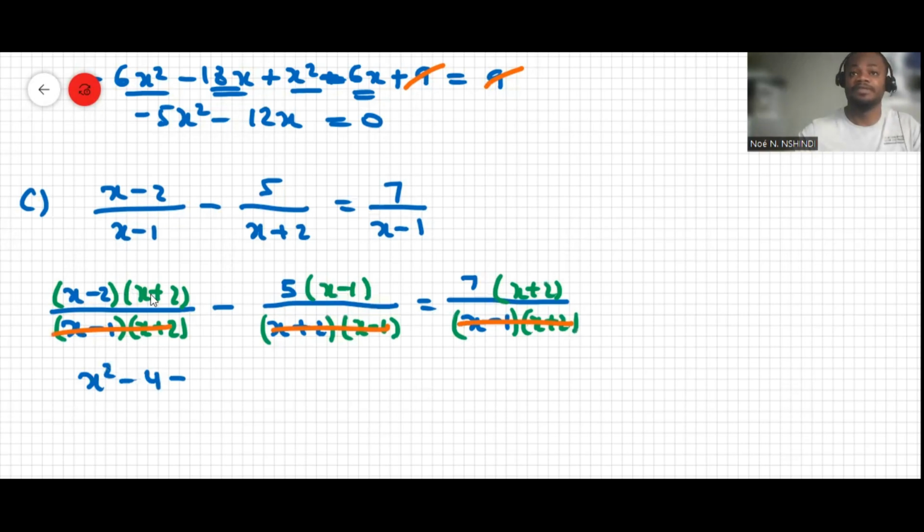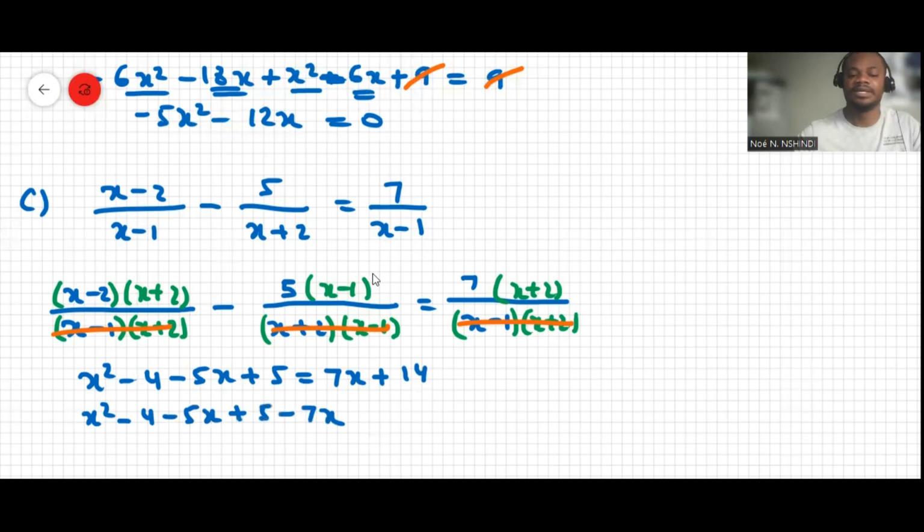And then minus 5 times x makes minus 5x, minus 5 times negative 1. Careful here, the negative sign must be taken into account. So it's negative 5 times x and negative 5 times negative 1, that will make plus 5. And then equal to 7 times x makes 7x plus 14. Then we can move everything from the right-hand side to the left-hand side. So it'll be negative 4 here, minus 5x plus 5, and then negative 7x minus 14 equals 0.